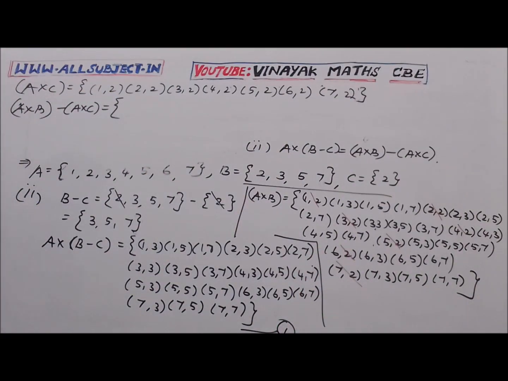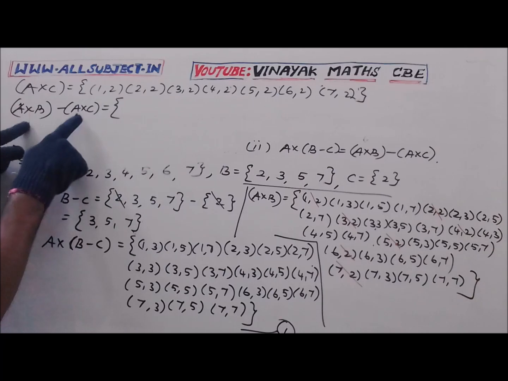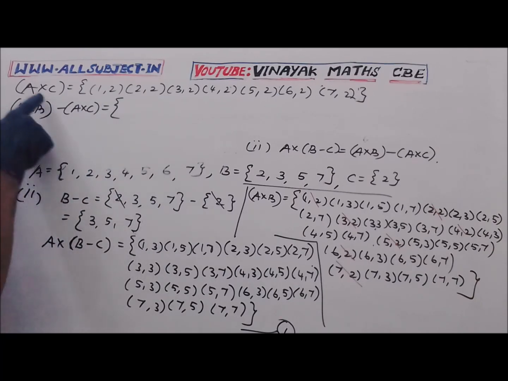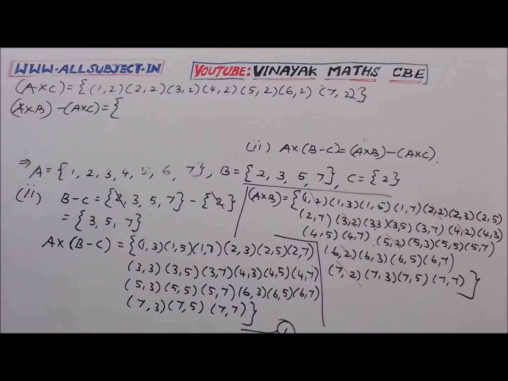So the remaining elements present in A cross B will be available in A cross B minus A cross C, because A cross B minus A cross C is nothing but subtracting the common elements, eliminating the common elements present in A cross B and A cross C, and then writing the remaining elements of the set A cross B.